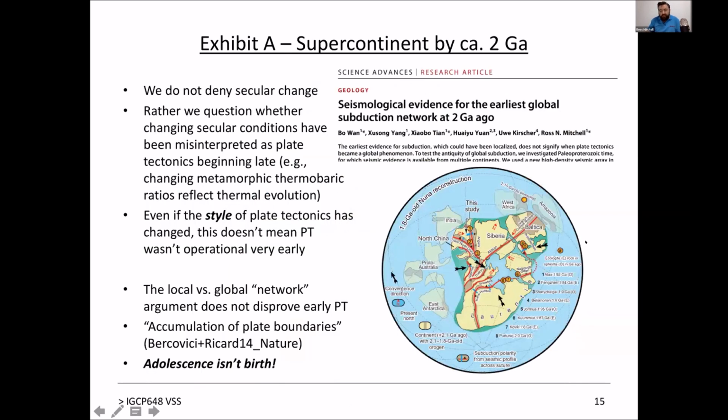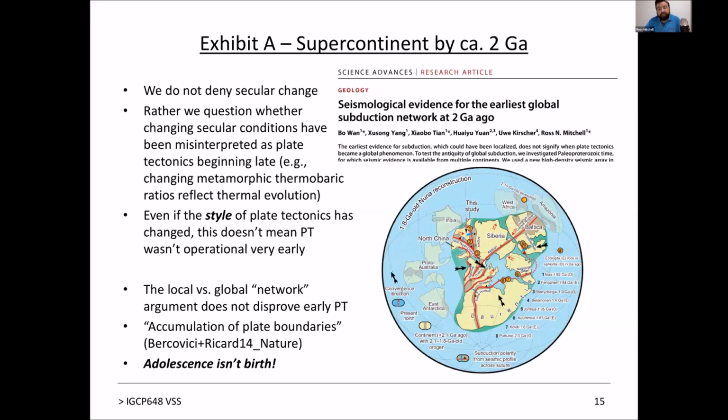Now, Bob Stern, I don't know whether he'll mention this, wrote some very provocative papers in 2007, arguing for a Neoproterozoic onset of plate tectonics. However, his views might have changed since. At the time it was quite important and maybe warranted because we didn't have a well-developed Paleoproterozoic supercontinent.